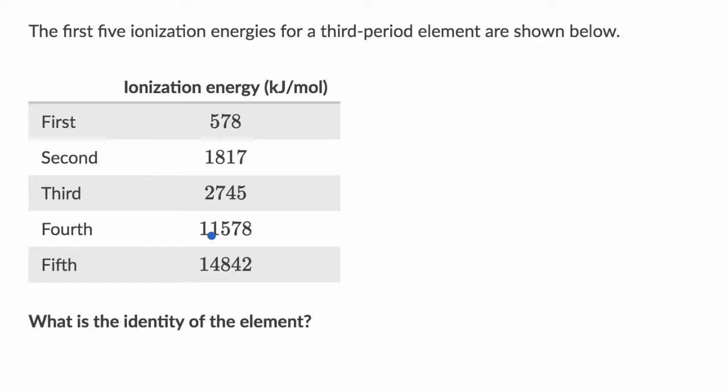And then to remove the fourth electron, it takes a way larger amount of energy. It takes 11,578 kilojoules per mole. And then the fifth electron takes even more, 14,842 kilojoules per mole. And so for the first, second, and third, you do have an increase in ionization energy. But when you go to the fourth, the energy required to remove those is way higher. So to me, these look like you're removing valence electrons, and these look like you're removing core electrons.